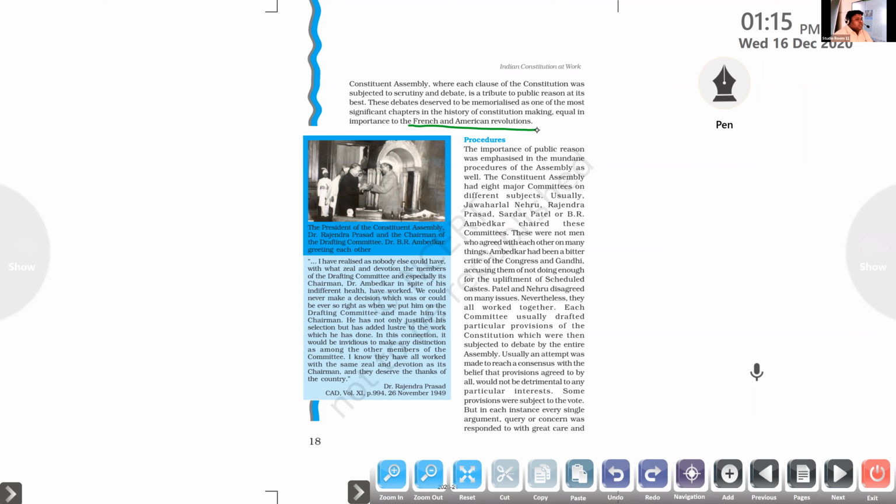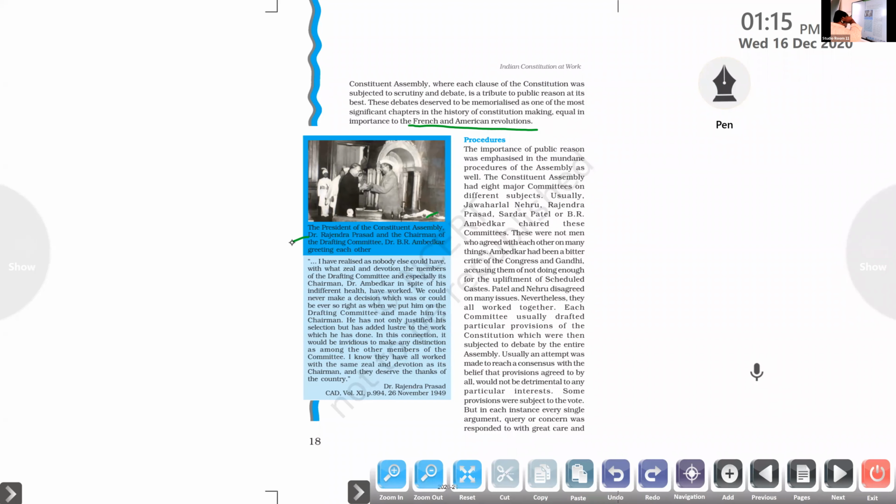So it is standing for the public reason, not for the attitude of a single individual or a society, but for the entire country and the society. Okay, now we can see here a picture. The President of the Constituent Assembly, Dr. Rajendra Prasad, and the Chairman of the Drafting Committee, Dr. B.R. Ambedkar, greeting each other. So it's a famous picture.